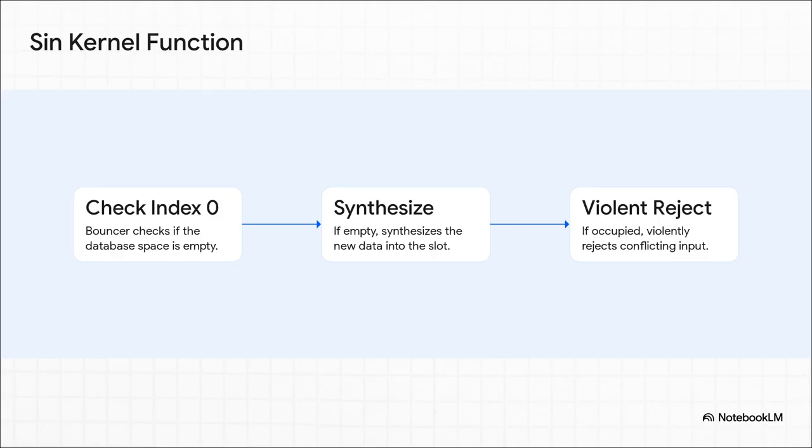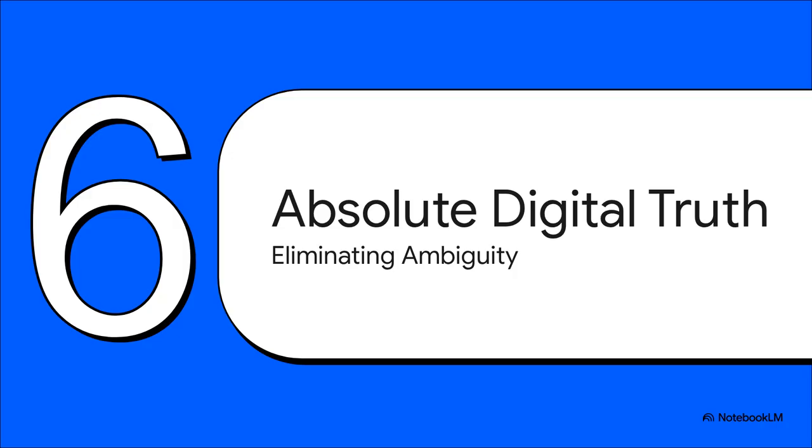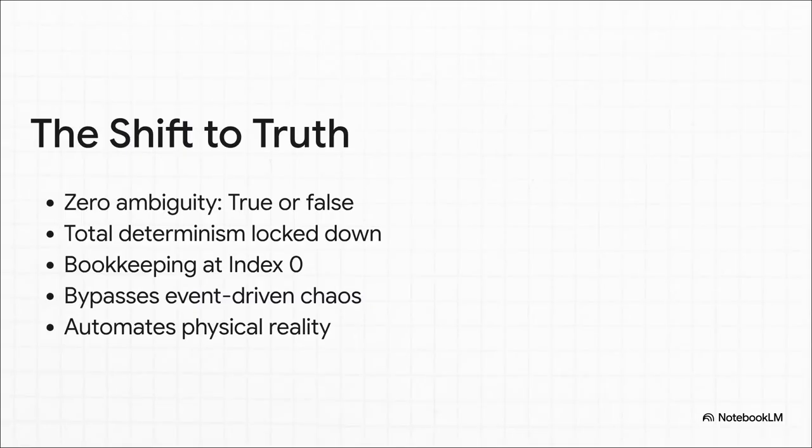Every single time. And finally, Section 6, Absolute Digital Truth. We are entirely eliminating ambiguity. Let's move on and see how this builds our final reality. We've officially crossed the bridge. We've replaced the probabilistic guessing of the cloud with a mathematically pure foundation. We now have total determinism locked down. There are no in-betweens here, no guesswork. The state is either mathematically true or it isn't, period. By querying index 0, we achieve this bit-perfect tracking that completely bypasses traditional event-driven chaos.